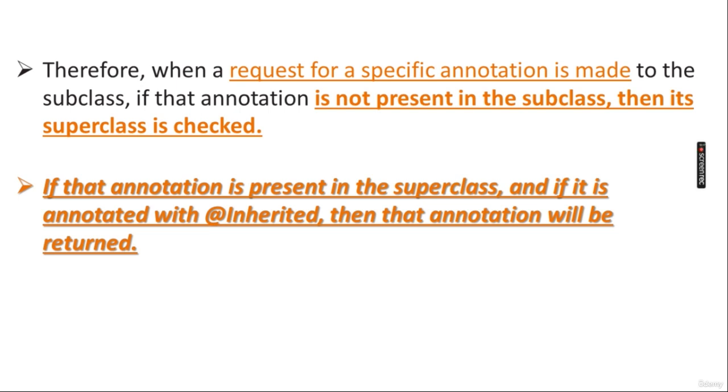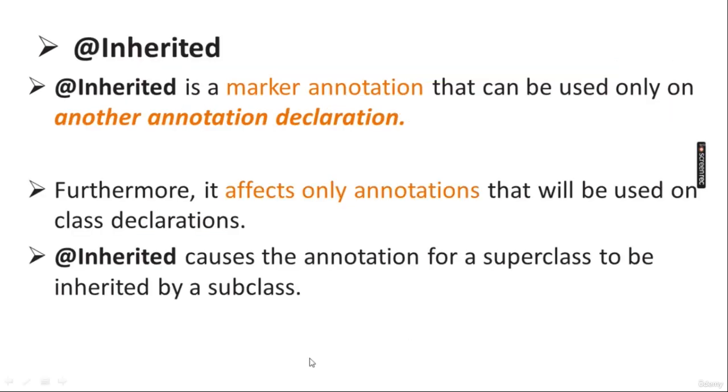When a request for a specific annotation is made to the subclass, if that annotation is not present in the subclass, then its superclass is checked. For example, Inherited causes the annotation for the superclass to be inherited by the subclass. So any annotation you are creating or declaring with the Inherited annotation tells the compiler or Java virtual machine that it can be inherited by the subclass.